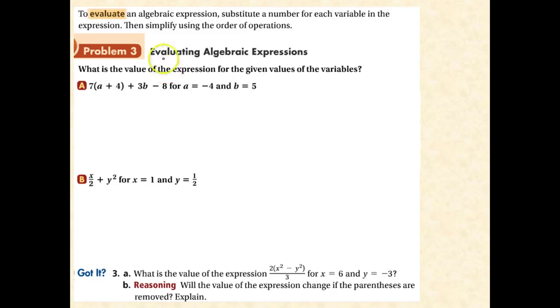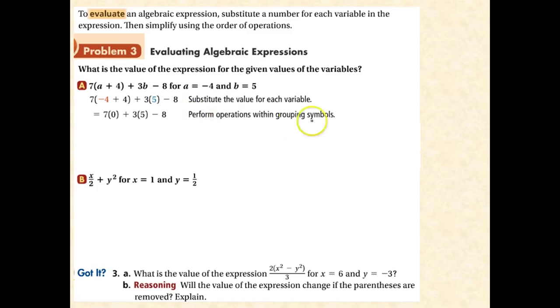So evaluating algebraic expressions means substituting a number in for each variable. Then you simplify using order of operations. So problem 3, what's the value of the expression for the given values of the variables? The expression is 7 times the sum a plus 4, plus 3b minus 8. So we're going to substitute the value in for each variable. A is negative 4, so we'll put a negative 4 there. B is 5, so we'll put a 5 there.